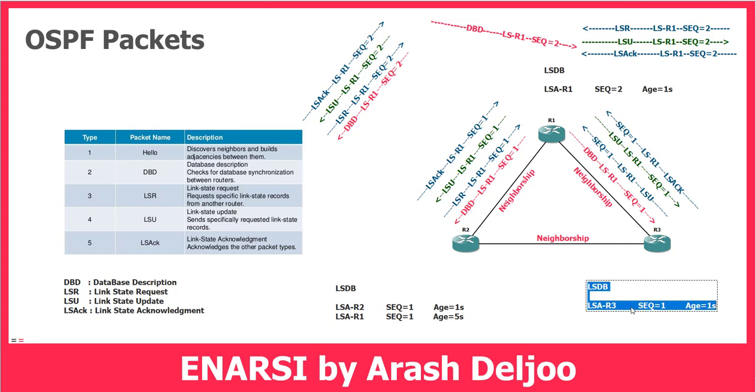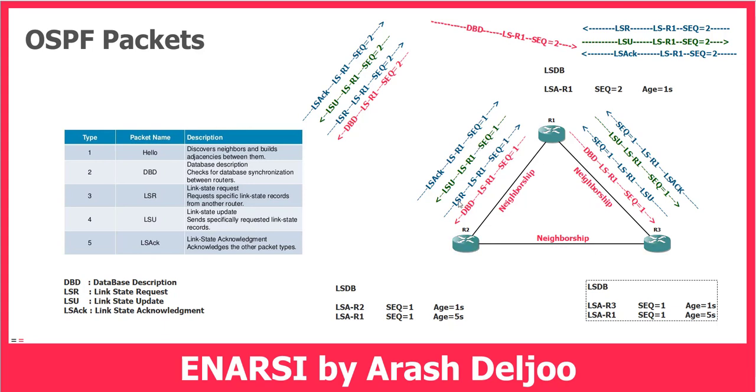And also here in the LSDB of router 3 we have similar information: link state of router 1, sequence number, for example, 1, and age 5 seconds. That's it. This is the information related to the link state of router 1. After that, you know that router 2 doesn't know about router 3's relation with R1, and router 3 doesn't know about the relation of router 2 with R1.